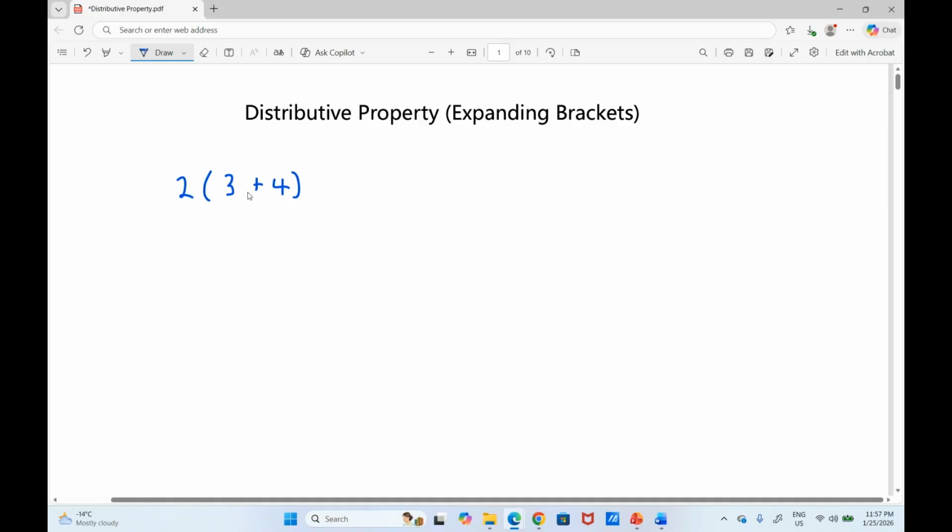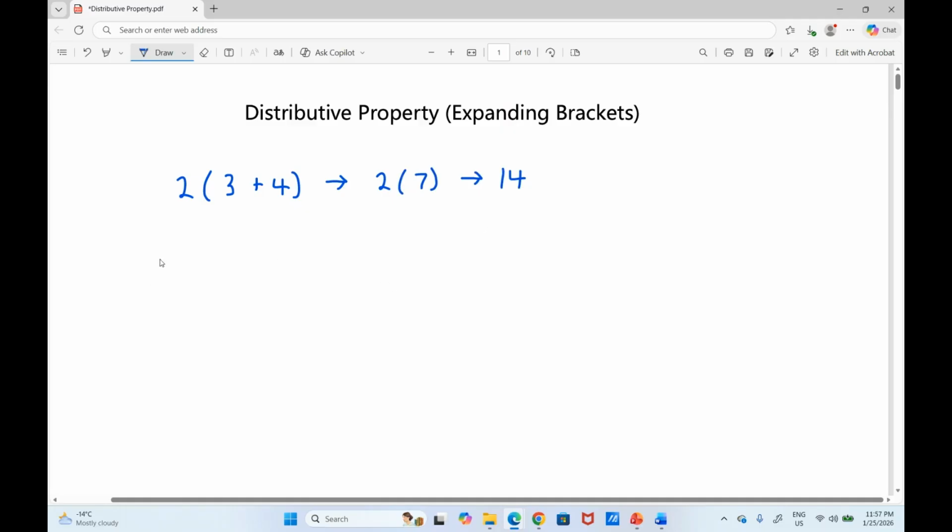So if I were to compute this using order of operations, I would just solve what's in the bracket first. So I'm going to get 2, and then 3 plus 4 is going to be equal to 7. So I have 2 times 7. And 2 times 7 is just going to be equal to 14. So my final answer should be 14.